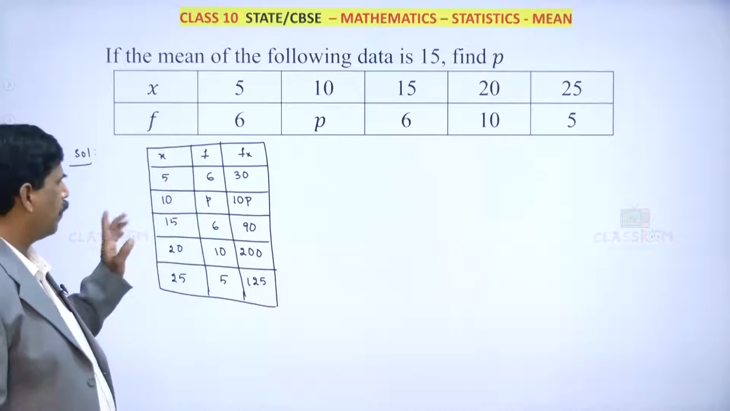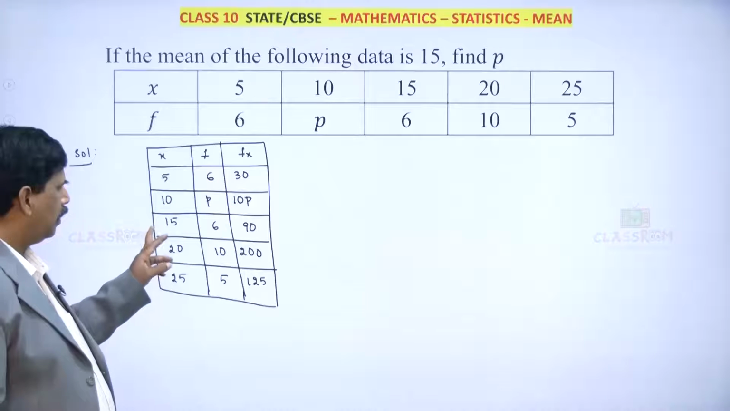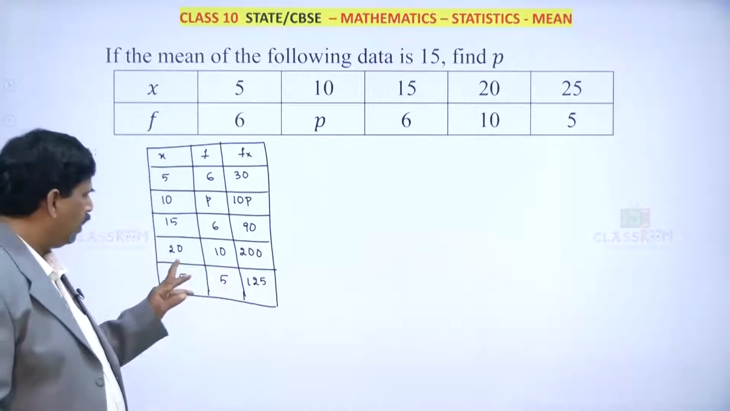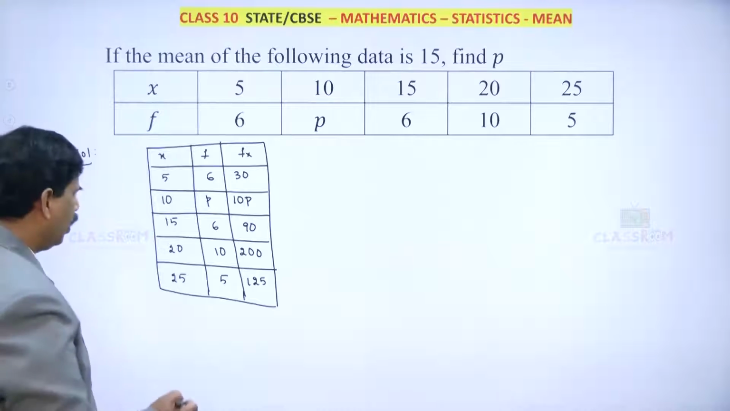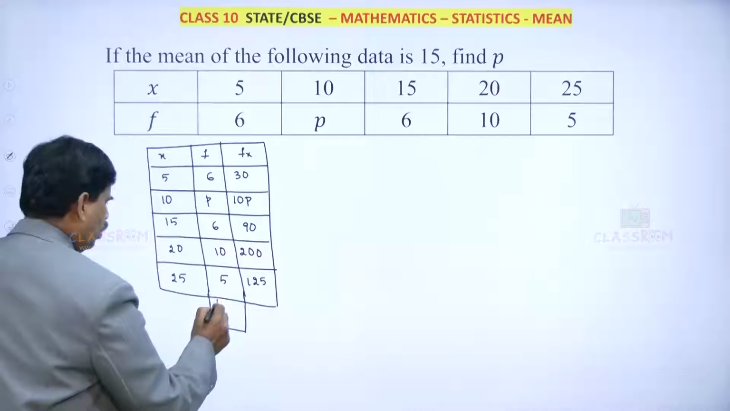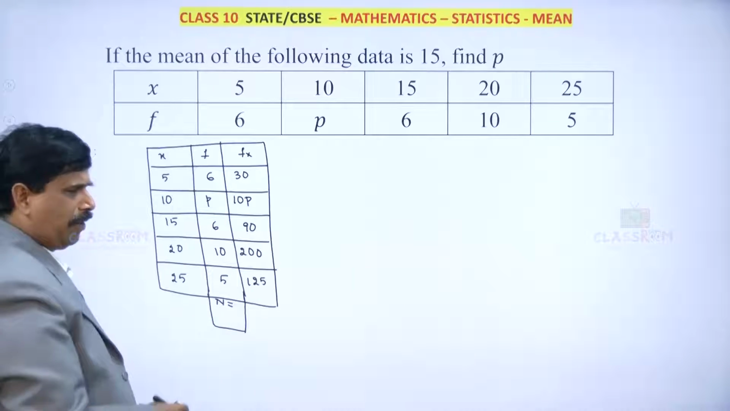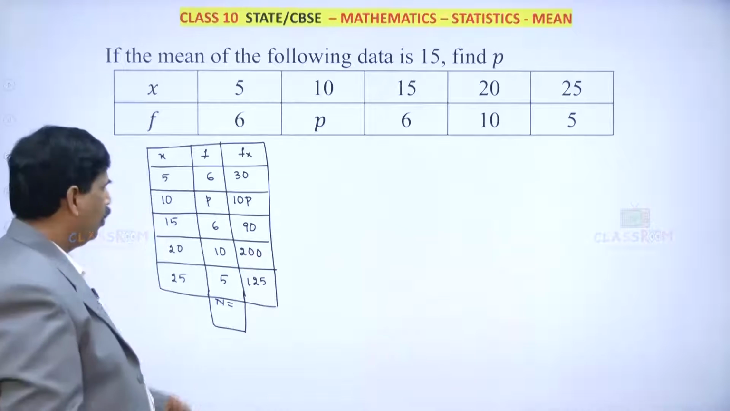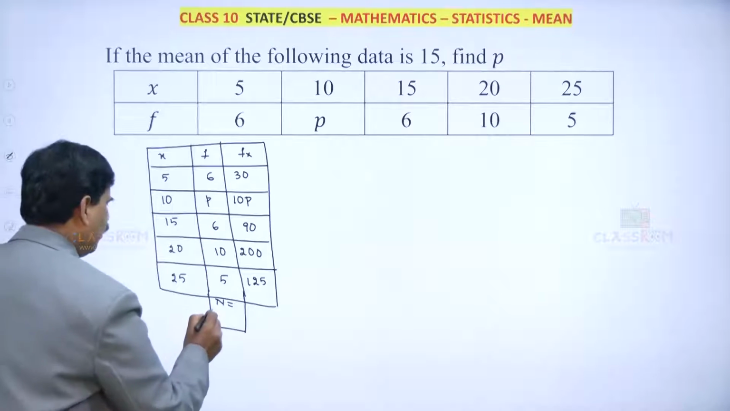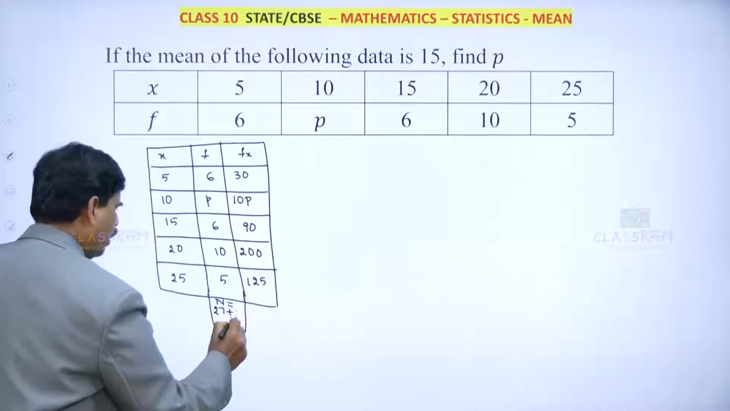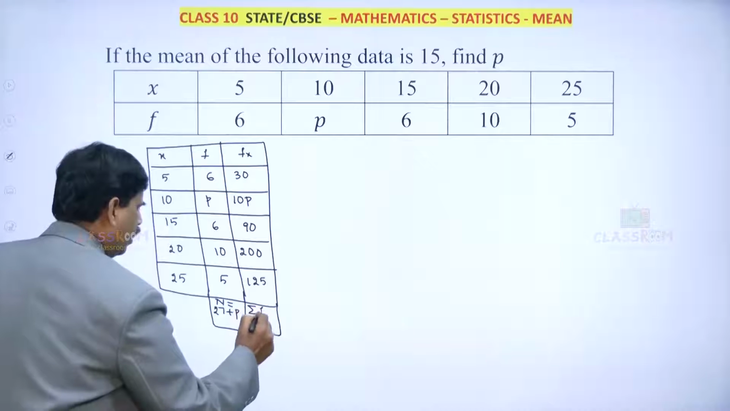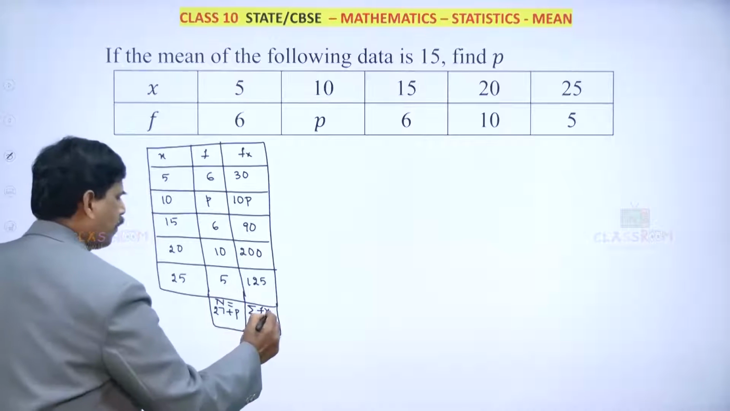So 5 6s are 30. 10 into P, 10P. 15 into 6, 90. 20 into 10, 200. 25 5s are 125. Now what we will do actually, we will find the value of n. So what is your n here? Sum of all the frequencies. For a minute you will ignore that P value. 6 plus 6, 12. 12 plus 10, 22. 22 plus 5, 27 plus P, children. That is your n value.